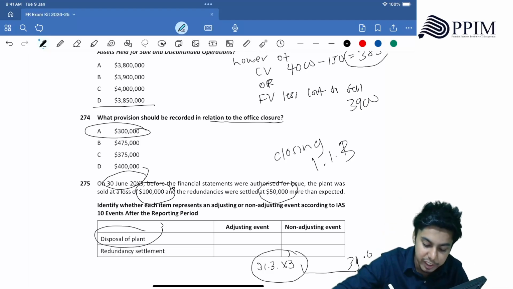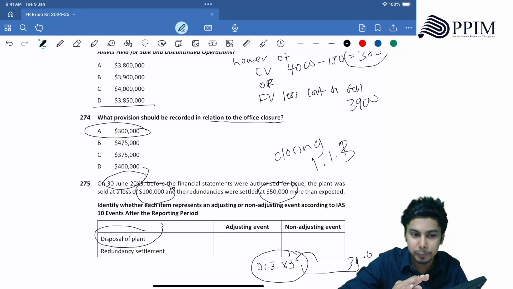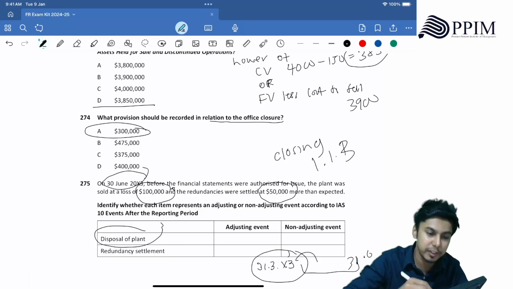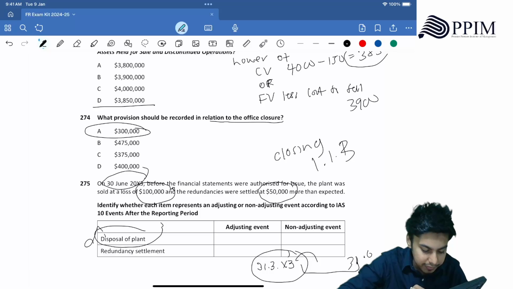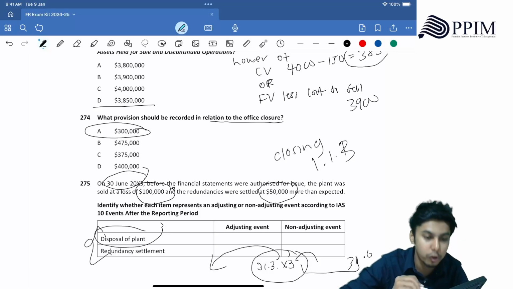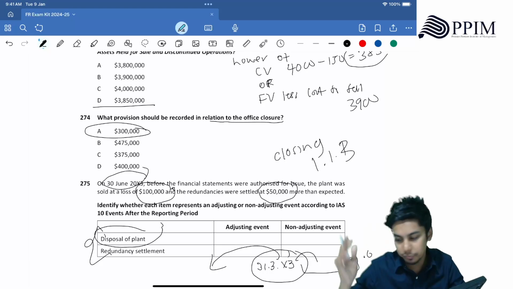But let's say we decided to close the division after March. Then was the evidence there before the reporting period? No. Then these will become non-adjusting events. So you have to always see whether this particular event you got to know before March, or before the reporting period. Then adjusting event. If not, non-adjusting.